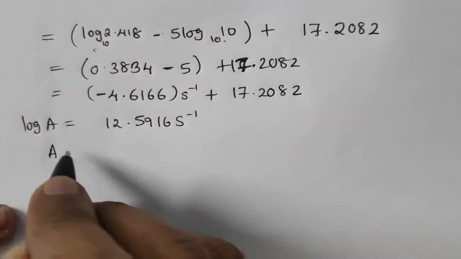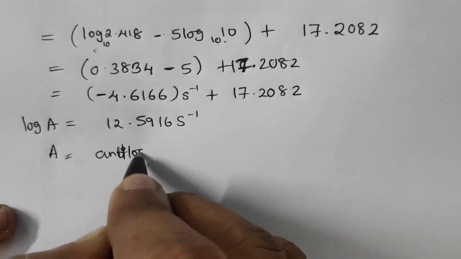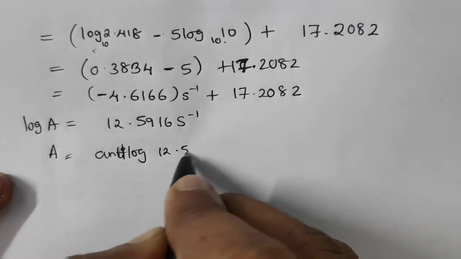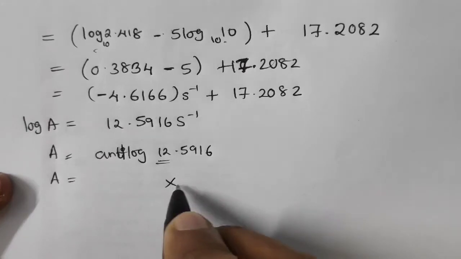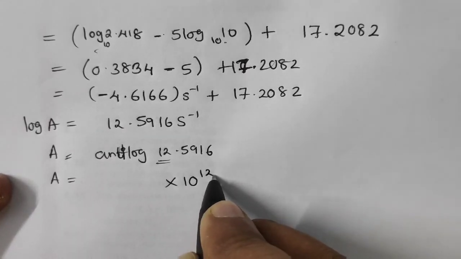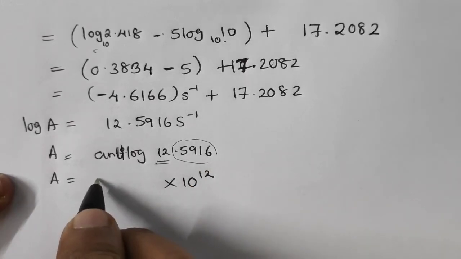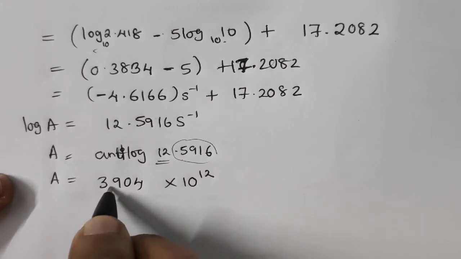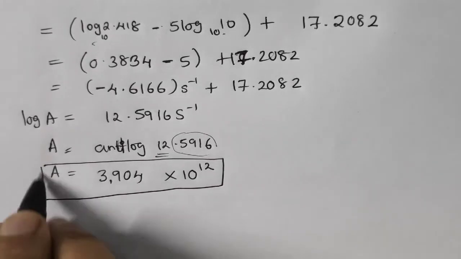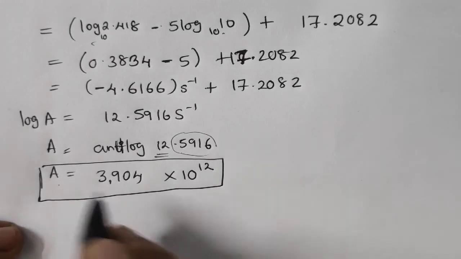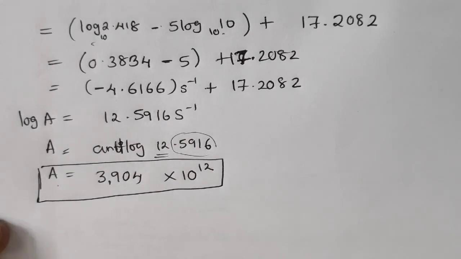Therefore A will be equal to the antilog of 12.5916. The 12 will be taken as the power of 10, that is 10 raised to 12, and the antilog of the decimal part is 3904, with the decimal placed after the first digit. So this is the value of your pre-exponential factor, that is the Arrhenius factor. This was the answer for 4.23.